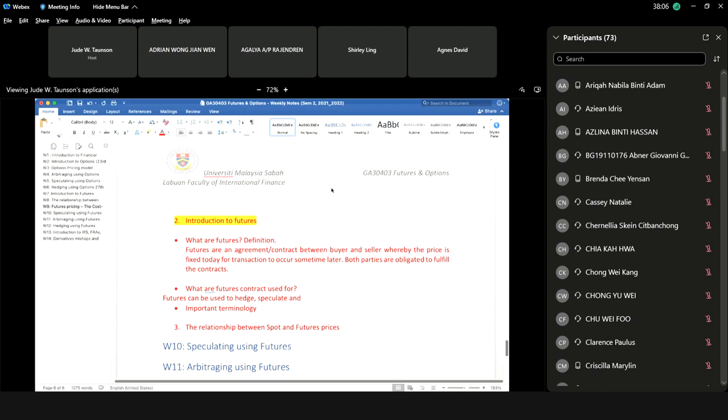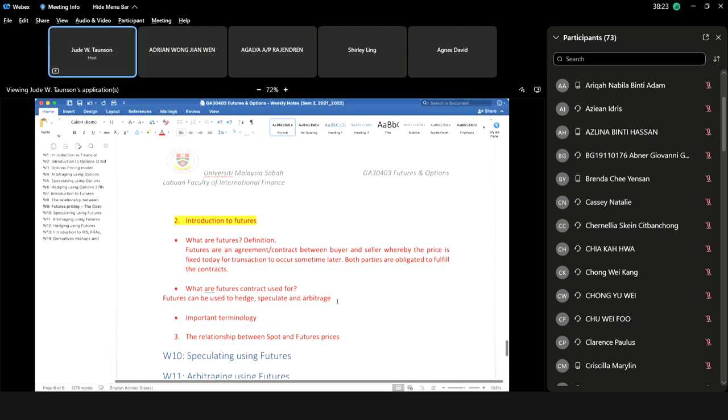Okay, let us continue. Mana sudah? We can use it to hedge, speculate, and of course, arbitrage. So I hope by now you can differentiate what is the hedging strategy, speculating, and also arbitraging. Of course, we will do similar to what we have done with option contracts.